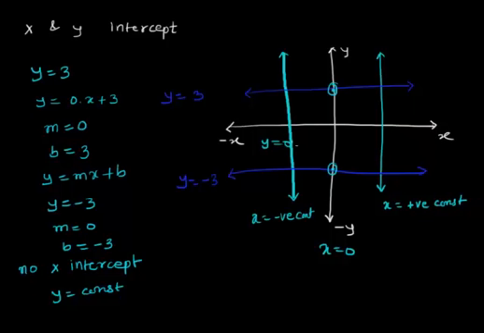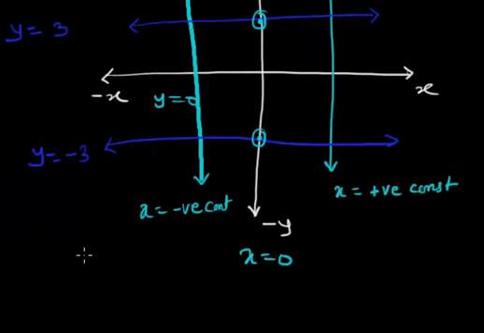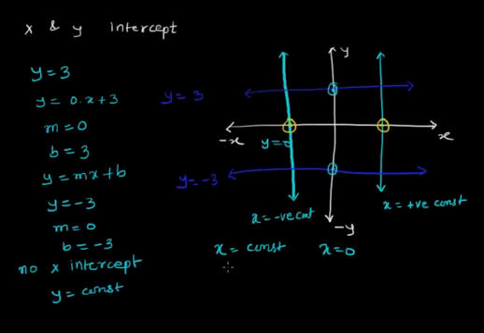Similarly, the lines which are parallel to the y-axis can be written as x equals a positive or negative constant, and for such lines we have only the x-intercept. These intercepts are nothing but the x-intercepts. There is no y-intercept because these lines are parallel to the y-axis. So no y-intercept corresponds to the lines x equals constant, and no x-intercept corresponds to the lines y equals constant.